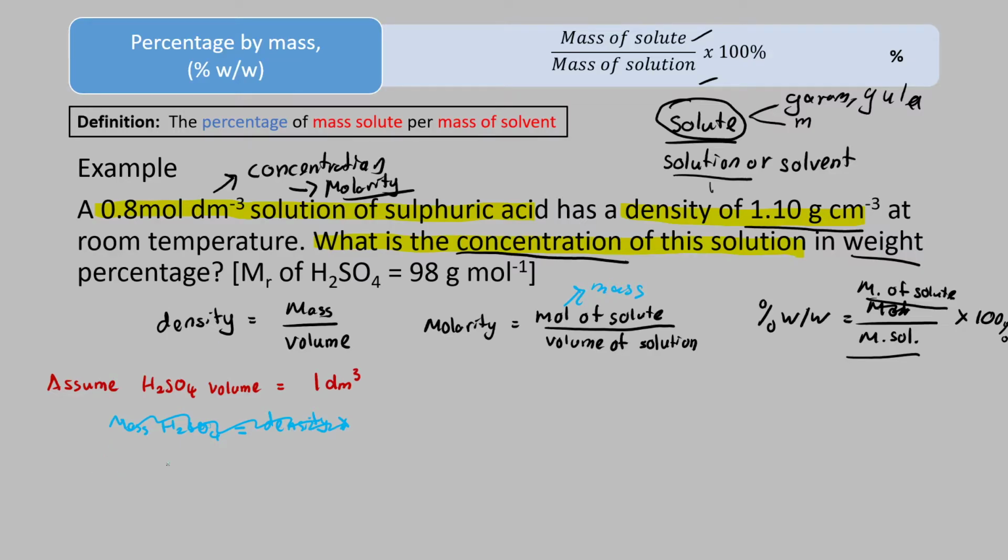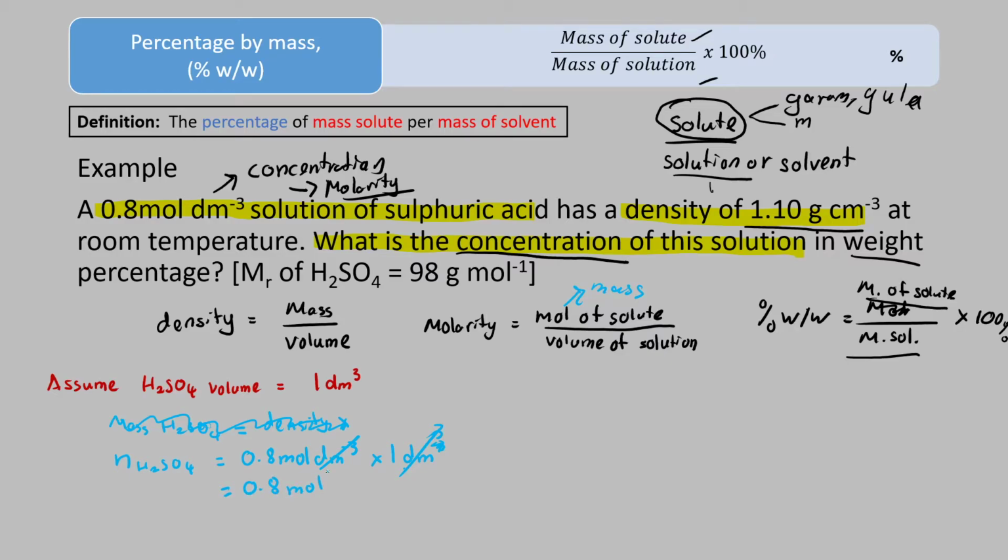So what you do, let's find dia punya mole dulu. So kita cari mole of H2SO4. Okay, the mole is, which is molarity times volume. So molarity is 0.8 mole dm cube times 1 dm cube. So you cancel. Dia punya mole is 0.8 mole, right?